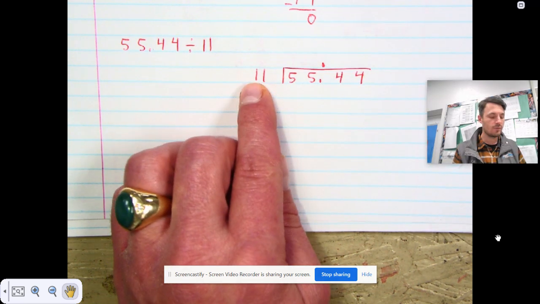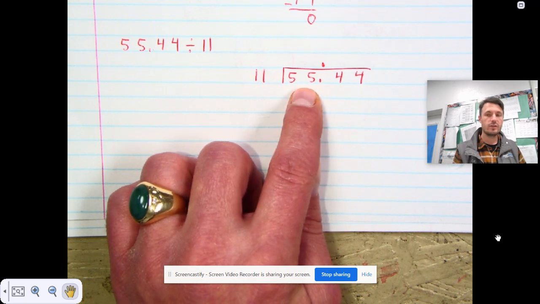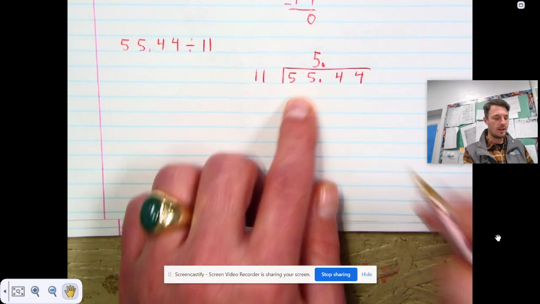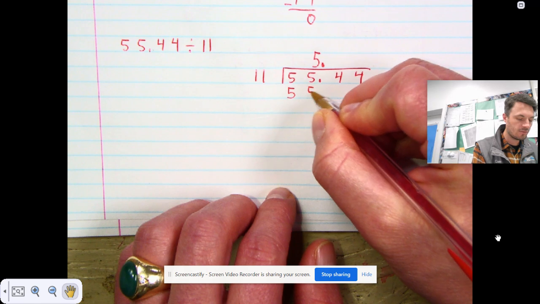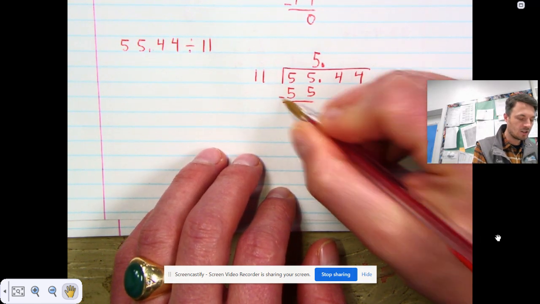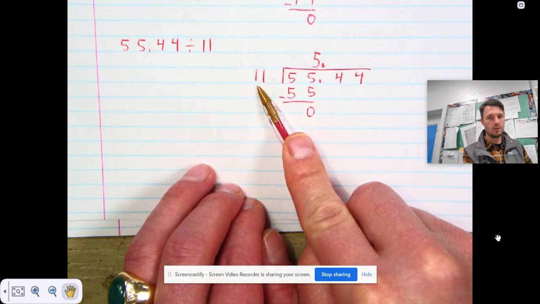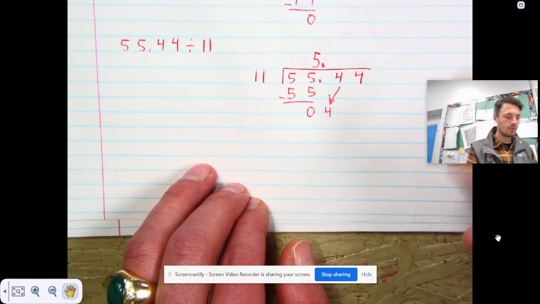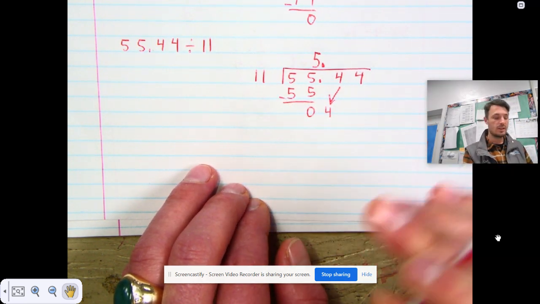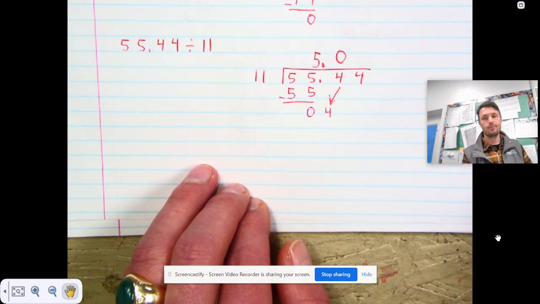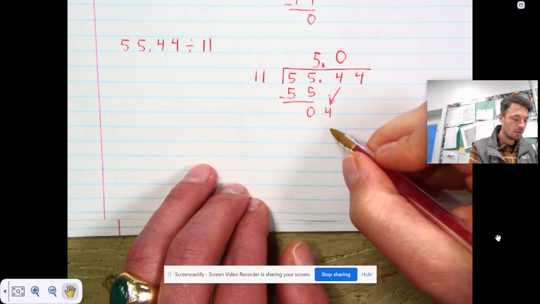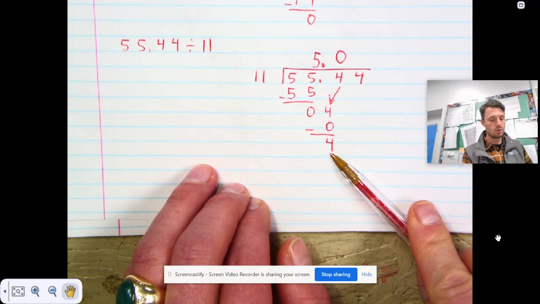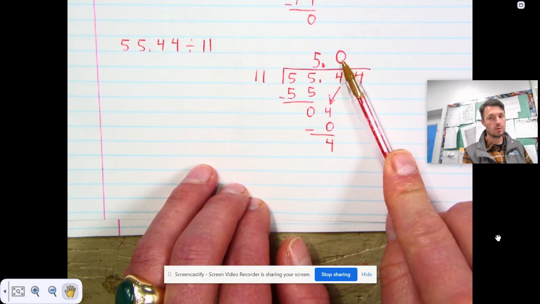Now we divide. Can 11 fit into 5? No. Can 11 fit into 55? Yes, 5 times. Now we multiply. 5 times 11 is 55. Now we subtract. 55 minus 55 is 0. Is 0 smaller than 11? Yep, that's how we know this 5 is correct. Now we bring down. Can 11 fit into 4? No. So we say it can fit in 0 times. Now we multiply. 0 times 11 is 0. Now we subtract. 4 minus 0 is 4. Is 4 smaller than 11? Yes, that's how we know this 0 is correct.